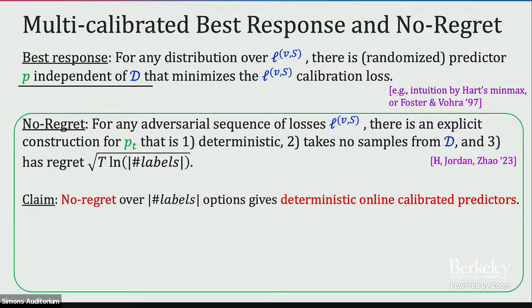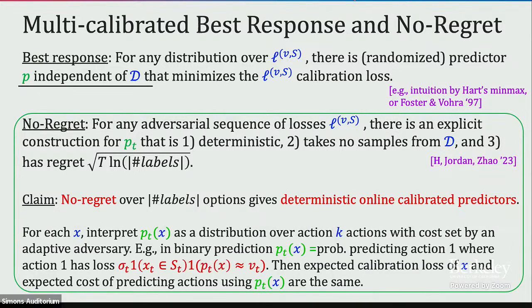And at a very high level, I'm making a bigger claim. In fact, my claim is that take any no regret algorithm that can handle K number of actions. We have generic ones, Hedge, whatever you want to call it. Then such an algorithm will give you a deterministic online calibrated predictor. And by calibrated, I mean with respect to the way I defined the no regret version in the last slide. Why is this the case? In some sense, what you're doing is that for each X, you ignore the fact that X's are different and you treat that X individually and interpret this predictor as itself a distribution over K actions.